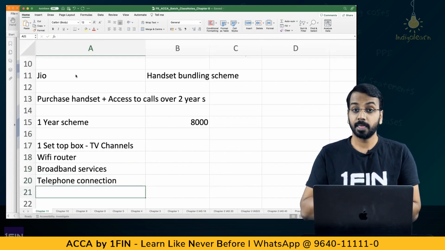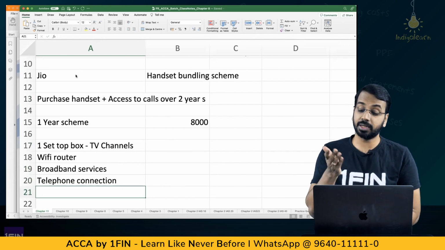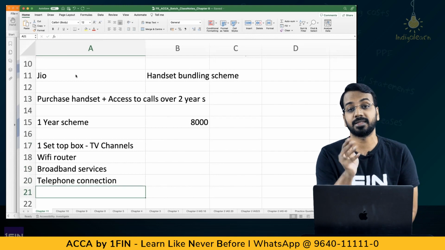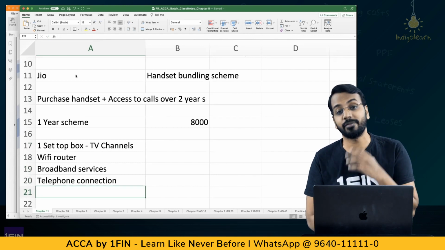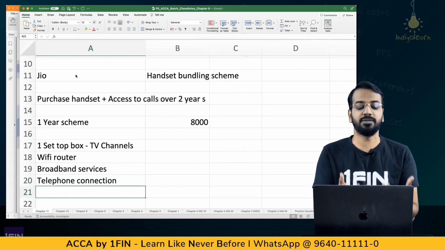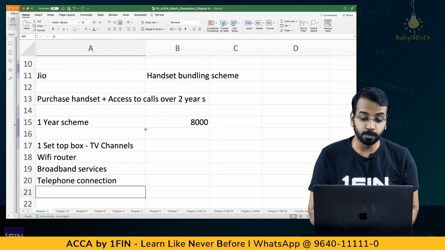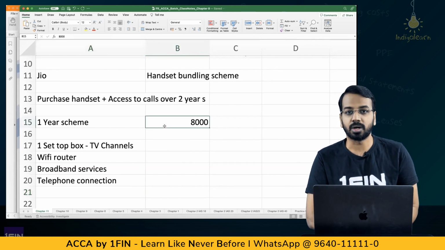Okay. So here is where Airtel is giving me one set-top box. Now that set-top box will be returned back if I cancel the subscription. And they are also giving me a Wi-Fi router. That Wi-Fi router I can keep with me. Then they are giving me services of TV channels, broadband services, telephone connection. So many things bundled into a single 8,000 rupees contract.